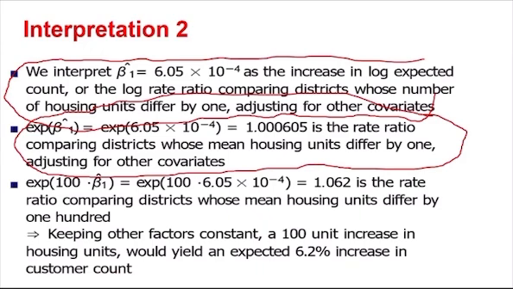Then I'm actually going to be saying that, if you can see, I got 1 point. I said it's the rate ratio. Initially I was talking about log rate. Now I've removed the log with the exponentiation. So what I said is the rate ratio comparing districts whose mean housing units differ by 1, after adjusting for other covariates. You need to mention that, after adjusting for other covariates. Does that make sense?